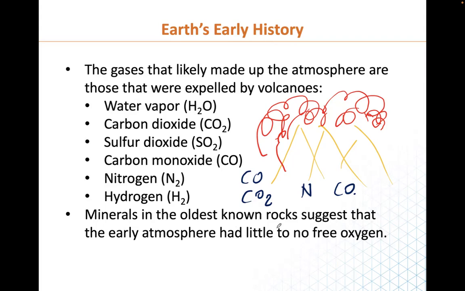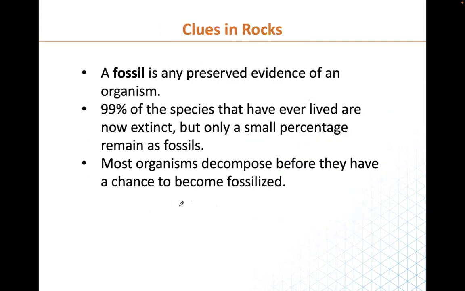Minerals in the oldest known rocks: when you find rocks which are very old, the minerals found in them suggest that the early atmosphere had little or no free oxygen. Because it is not possible for oxygen to thrive where we have all of these gases. This is the reason why it's been understood, based on the minerals found in the oldest rocks, that the earth had no free oxygen in the beginning.